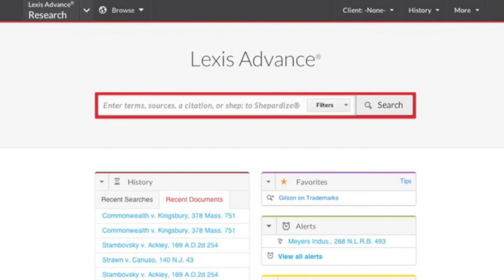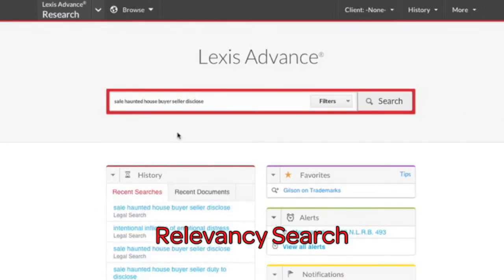Hi, it's Reeves again. We're going to talk about natural language searching in this video. So what exactly is natural language searching? A lot of times people describe it as Google searching, and that's pretty accurate. It's a search based on relevancy. So what exactly is a relevancy search?